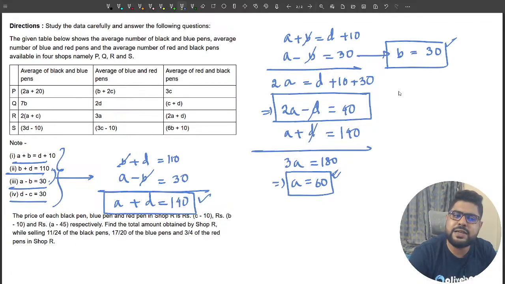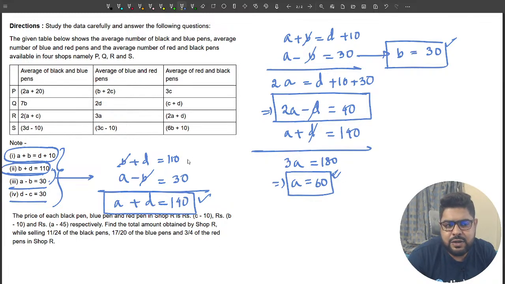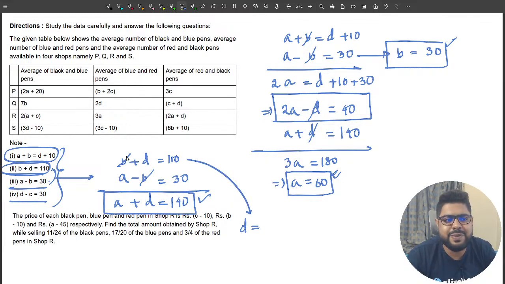Now again, C is what? Sir, you have a relation between A, B and D. B plus D also you have. So B plus D is 110. From this equation, you will have the value of D. Because B is 30, so D has to be 80, sir.